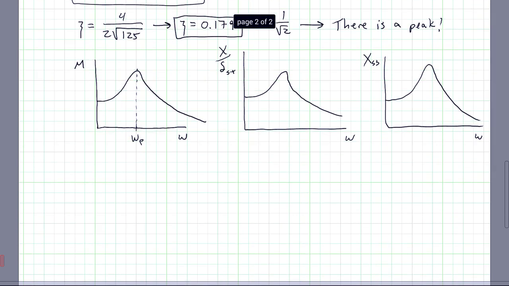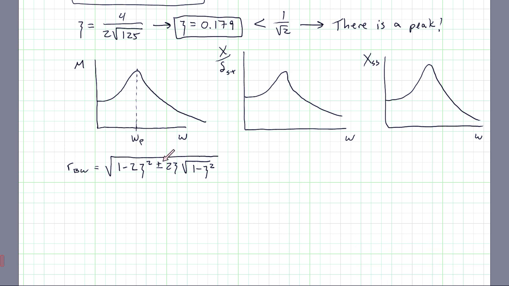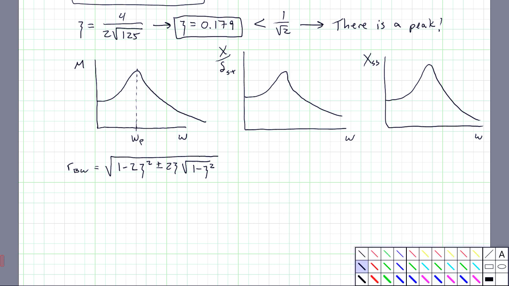So there's a peak, so we're going to use equation 4.2-9. It's the equation you would use when there is a peak. R_BW is the square root of 1 minus 2 zeta squared, plus or minus 2 zeta times the square root of 1 minus zeta squared, and that's inside of that one. So obviously there's a plus and a minus. We're going to do plus to get the upper limit, and minus to get the lower limit.